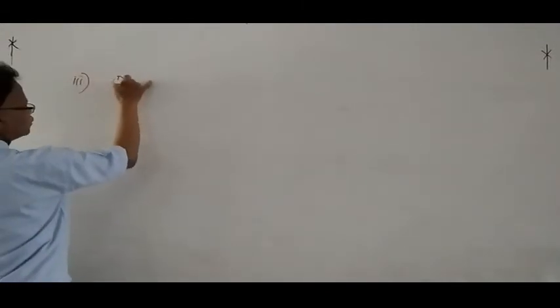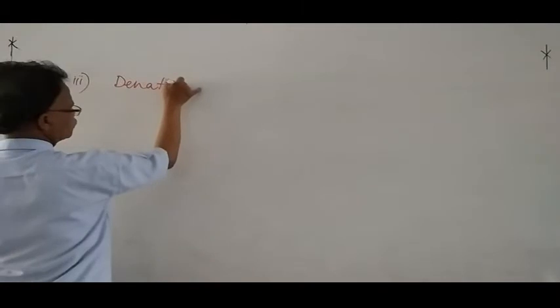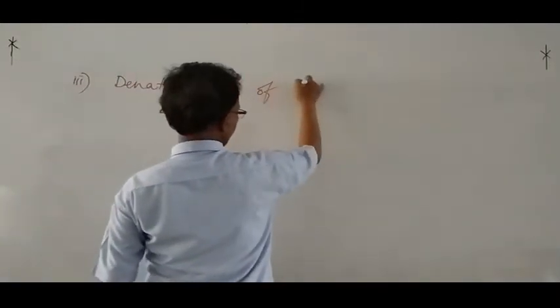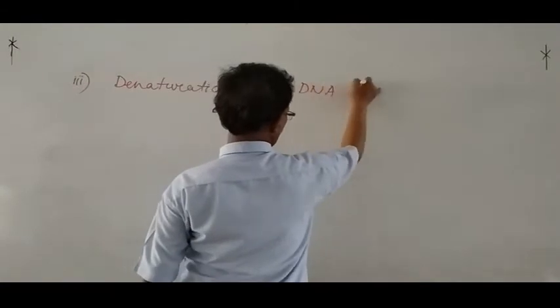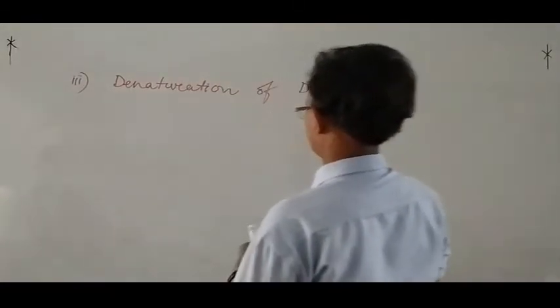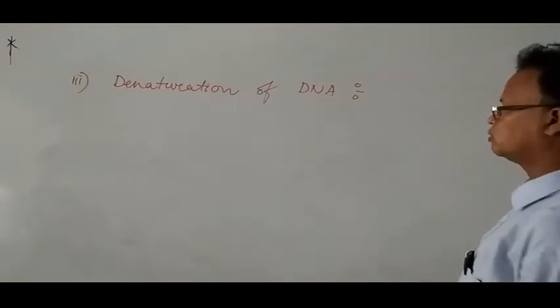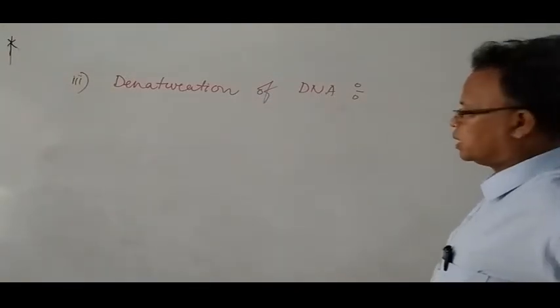Now I will describe the third property of the DNA molecule. That property we call denaturation of DNA. Third property of DNA: denaturation of DNA. Every terminology here is very, very important from the exam point of view. What is meant by denaturation of DNA?